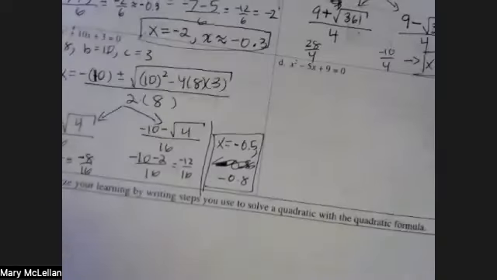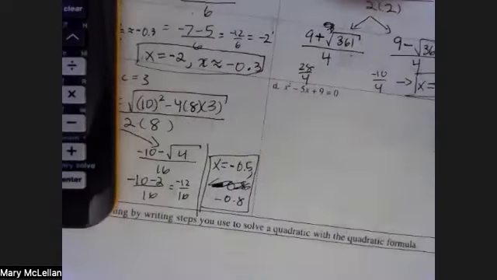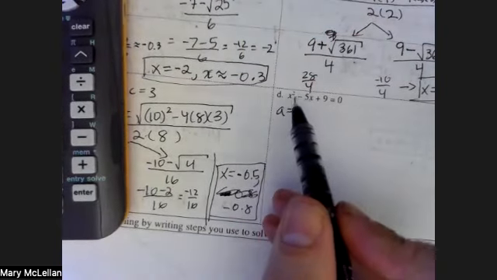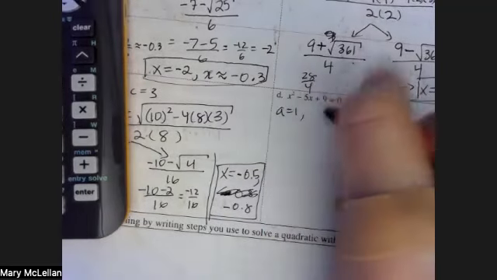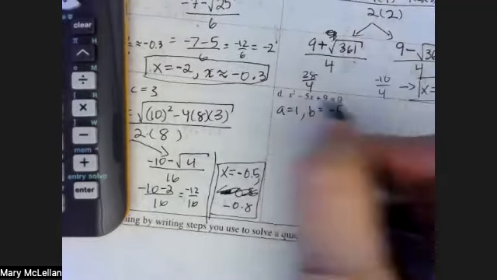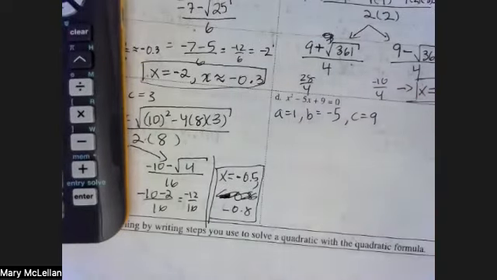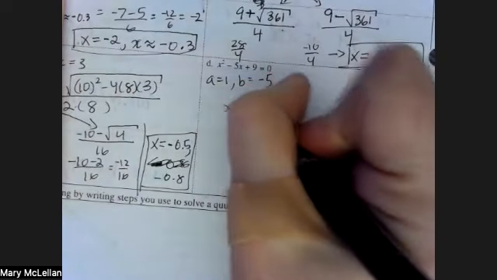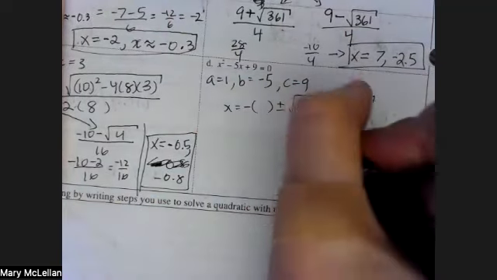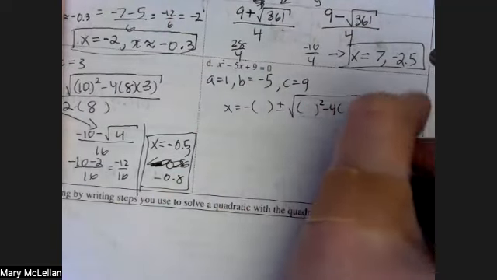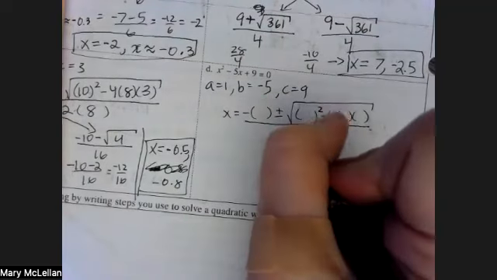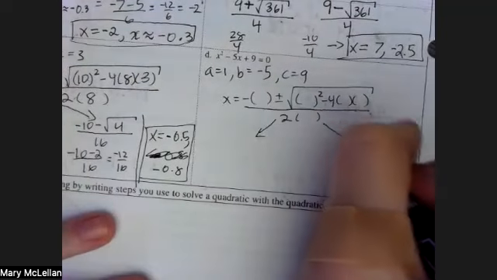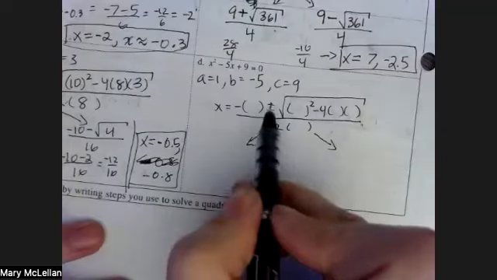Next problem. I have x squared minus 5x plus 9. That gives me a is equal to 1, because when it doesn't show the number in front of x squared, that's what a is. B is equal to negative 5, that's the number in front of x, and c is equal to 9. There I go. X is equal to negative blank plus or minus the square root of blank squared minus 4 blank blank all over 2 blank. Okay, two equations. Oh, I forgot to plug in values.